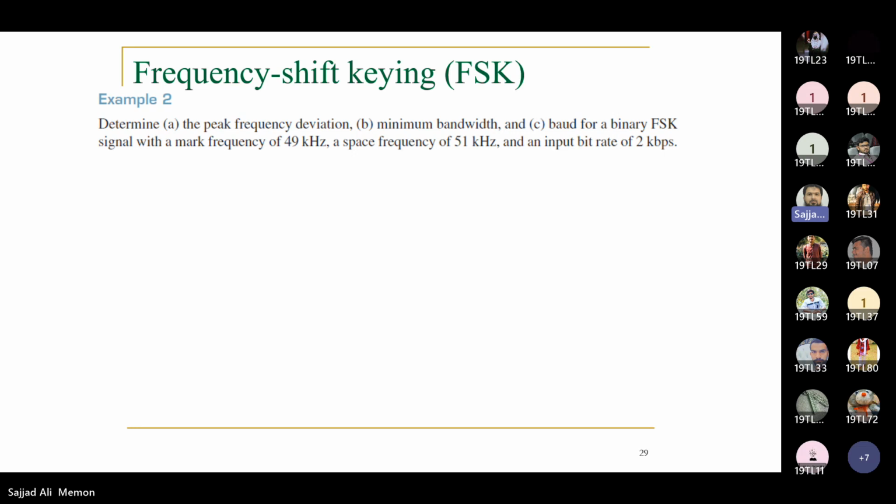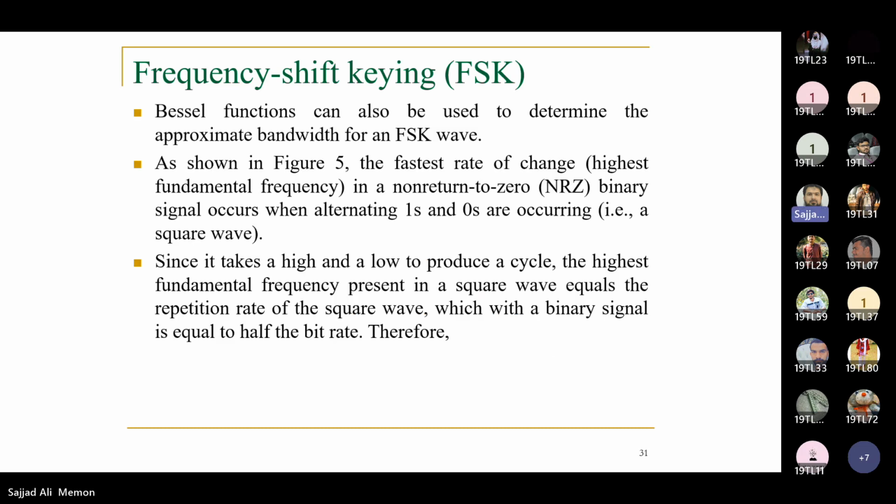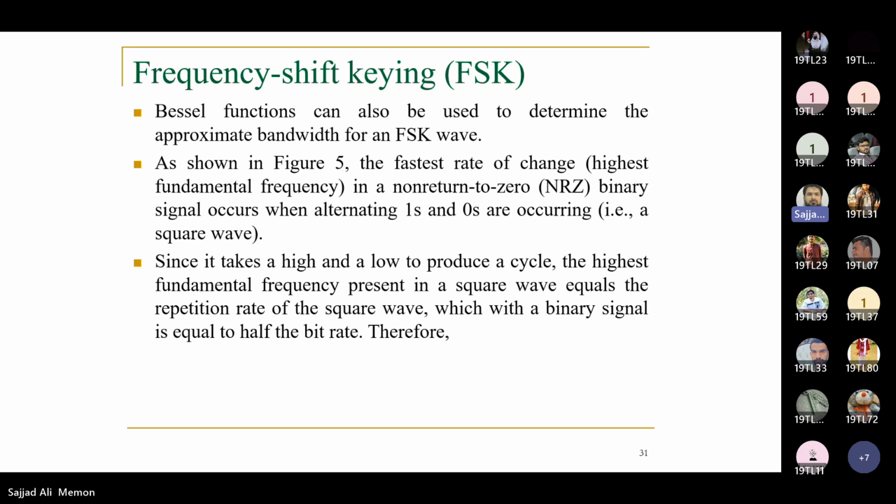So it's a simple example given here. Determine the peak frequency deviation, minimum bandwidth, and baud for a binary FSK signal with a mark frequency of 49 kilohertz, a space frequency of 51 kilohertz, and an input bit rate of 2 kilobits per second. That is the solution given on the next slide, just go through it. You can also use the Bessel function to determine the approximate bandwidth for an FSK wave, as shown in figure 5.